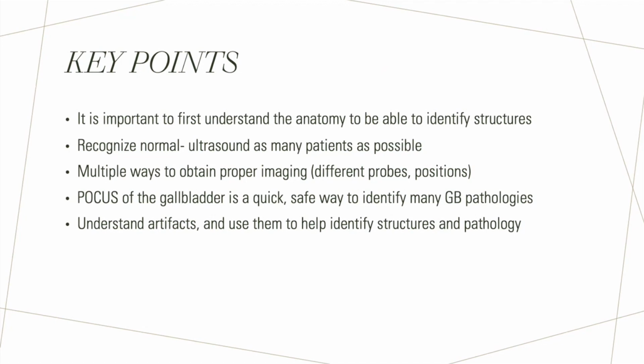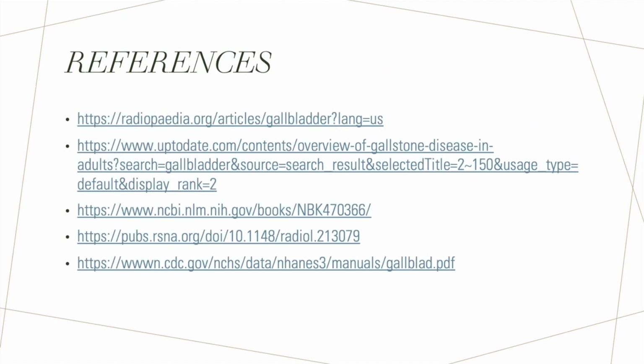So you could have them supine or in the left lateral decubitus position, and you can improve the quality of your image. And it may help with your differential as well as you move the patient. POCUS of the gallbladder is a quick, safe way to identify many gallbladder pathologies. And understanding artifacts and using them to help identify structures and pathology is very important. Thank you.